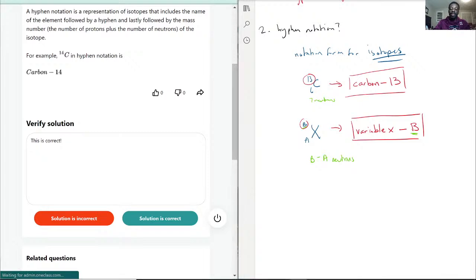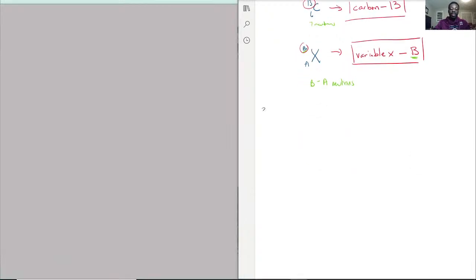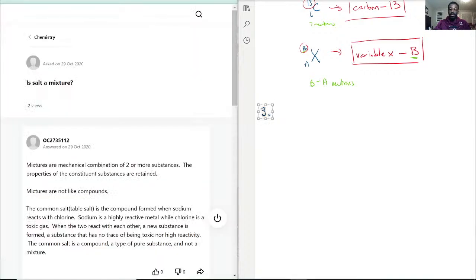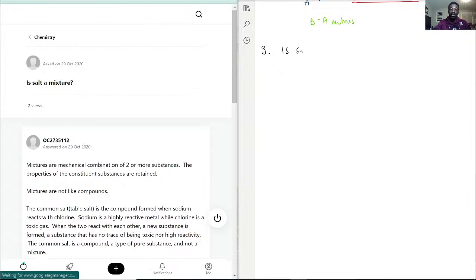Alright, now let's move on to question 3 for tonight. I really like to keep them all in the same color pattern. Is salt a mixture?